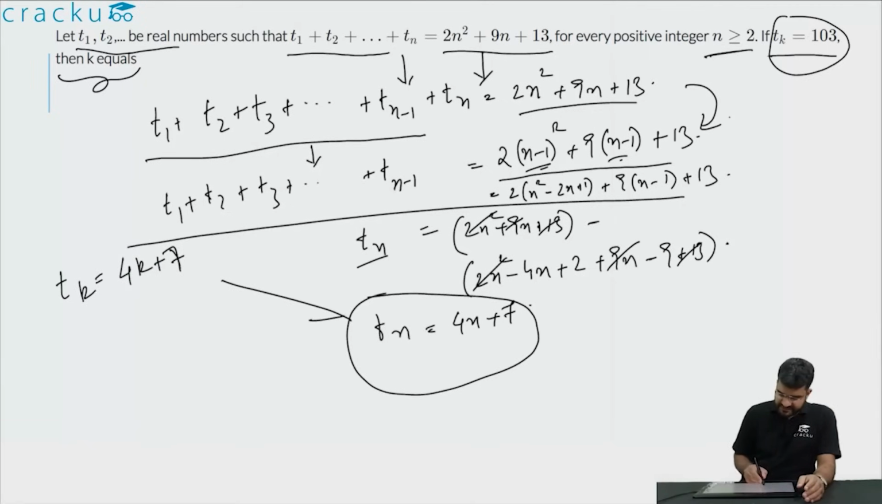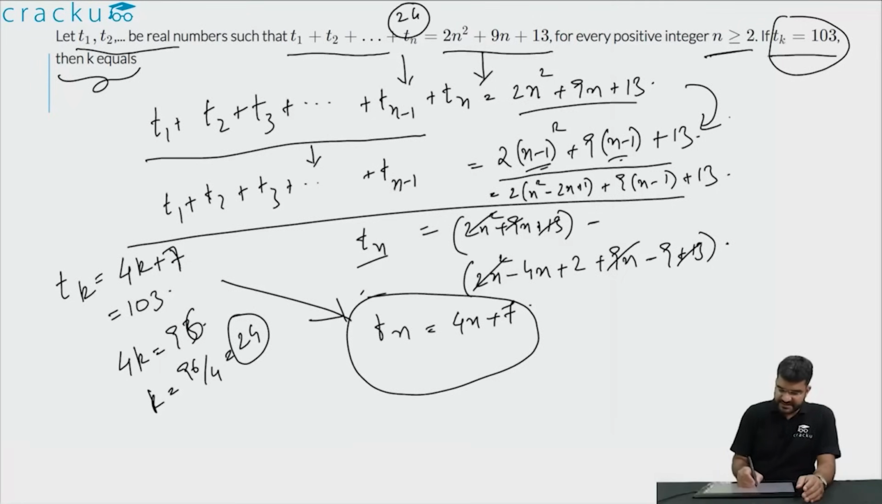This we know from the equation that we have just derived. And if this equals 103, it would imply that 4k is equal to 103 minus 7, that is 96, or k is equal to 96 by 4, which is equal to 24. So in this case, the answer is 24.